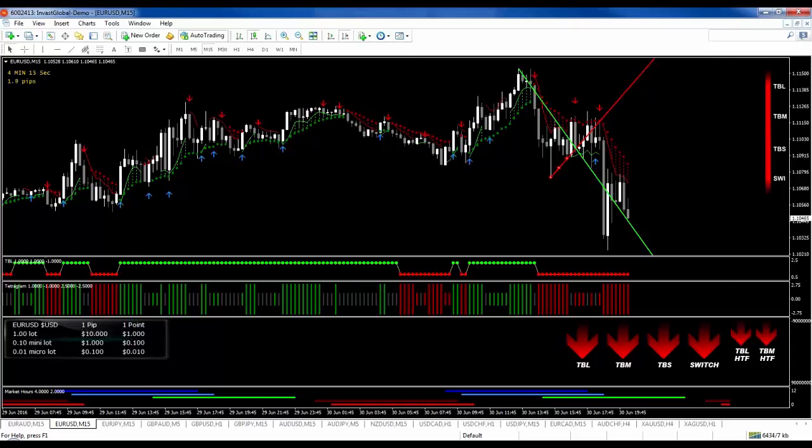Hold on, the slanted trend lines. You can get rid of them so they don't clutter the chart anymore.